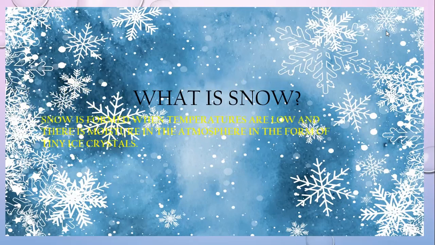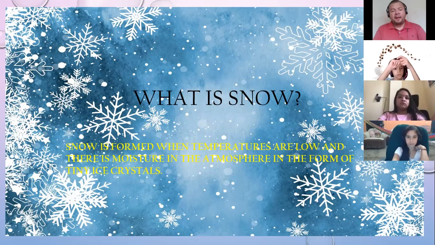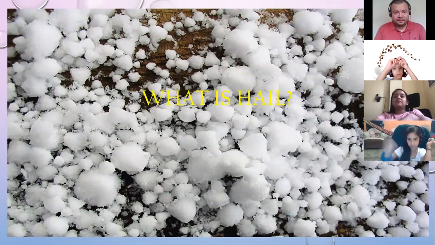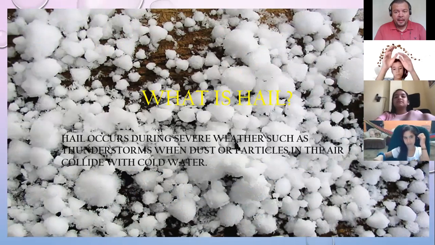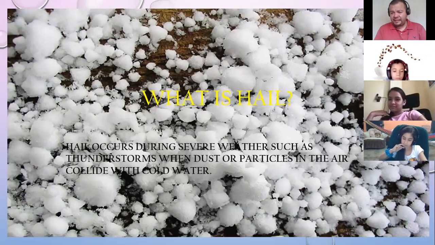Okay, snow is formed when the temperatures are low and there is moisture in the atmosphere in the form of tiny ice crystals. That is snow. If you see, we have the pictures. And what is hail? Hail occurs during severe weather such as thunderstorms when particles in the air collide with cold water. That is what we call granizar. This is called granizo.